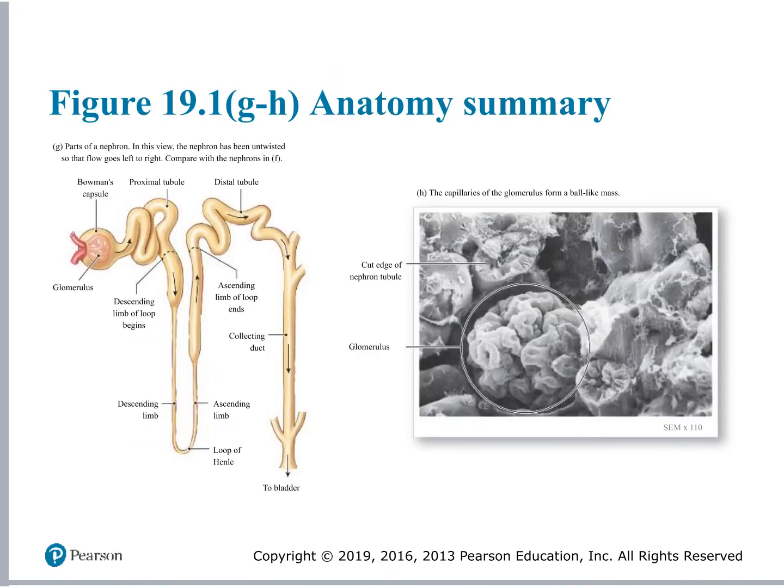There are two parts to a nephron. There's the renal corpuscle and then the renal tubule. I'm going to draw a line right here. Everything to the left of that line is part of the renal corpuscle. Everything to the right of that line is part of the renal tubule.